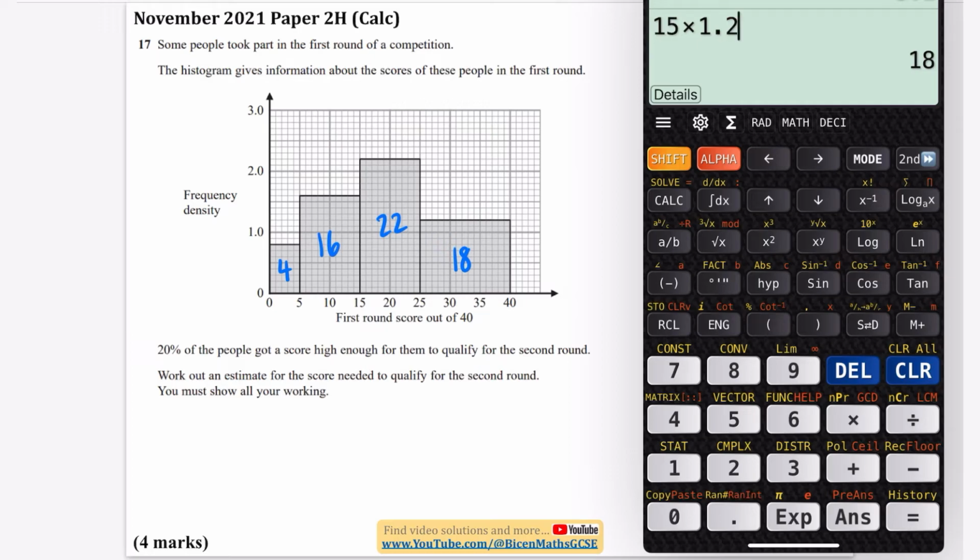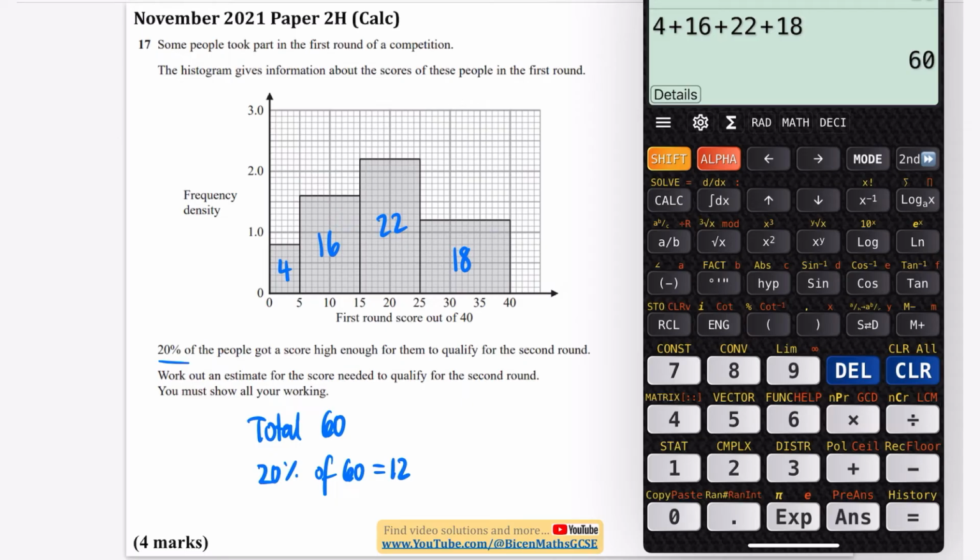So we need to find out what that is in total. I'm going to do 4 plus 16 plus 22 plus 18. So the total is going to be 60. And we want to just make 20% of them have a high enough score. So 20% of 60 is just going to be 12. So we need to try and make a bar that has an area of 12.